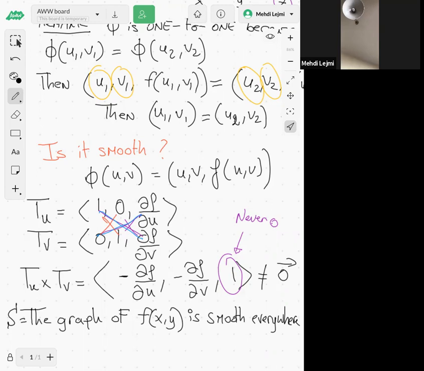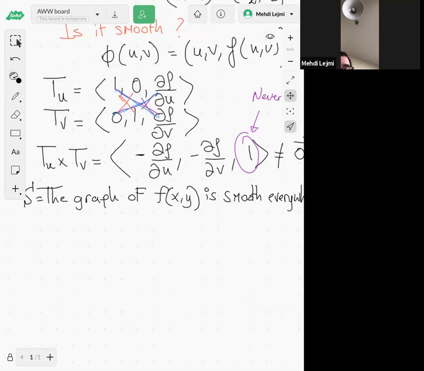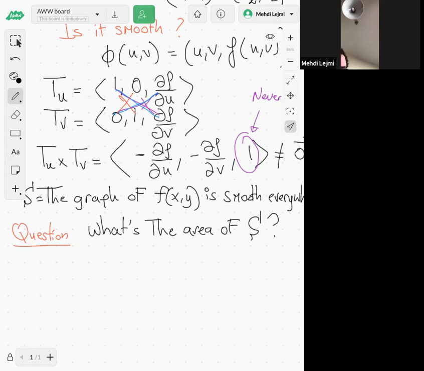Okay, so now we can compute the area of the surface, or the area of this graph. So the question now is, what's the area of the graph, the area of the surface in this case? Well, we are supposed to compute the norm of tu cross tv.